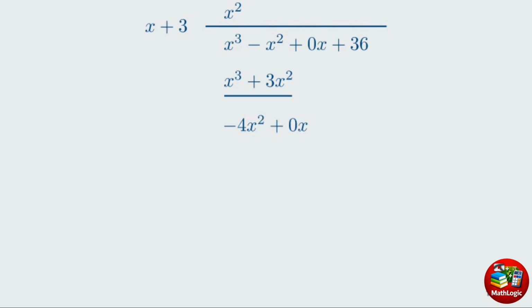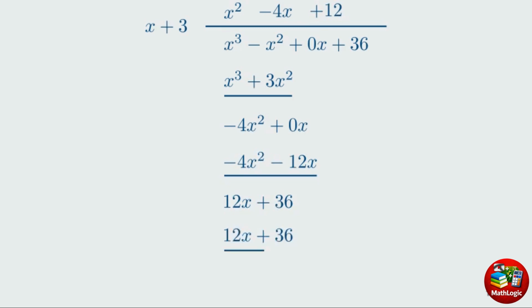The x cubed terms cancel, and we're left with negative 4x squared. We bring down the 12x. Now we ask, what times x gives us negative 4x squared? That's negative 4x. We multiply negative 4x by x plus 3 to get negative 4x squared minus 12x. Subtracting this gives us 24x. We bring down the 36.